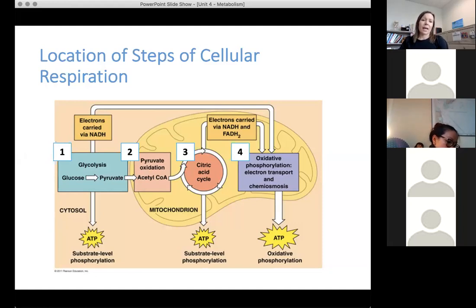There are four main steps within the overall process of cellular respiration. And it starts with glycolysis. This is step one, and this is the only step that does not require oxygen. The term for when a process does not require oxygen is anaerobic. So this process is anaerobic.